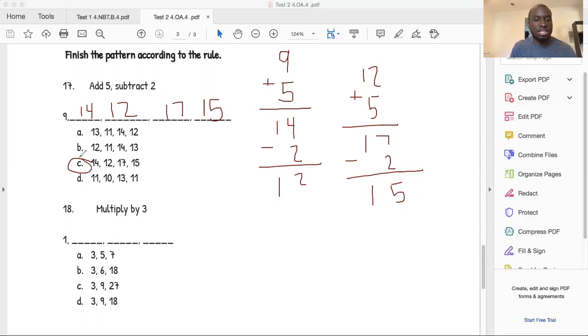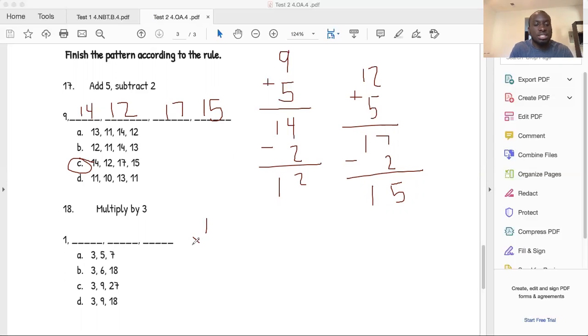Answer choice C. I gotta add 5. 9 plus 5 equals 14. 14 minus 2 equals 12. 12 plus 5 equals 17. 17 minus 2 equals 15. Answer choice C. Number 18, I just multiply by 3.